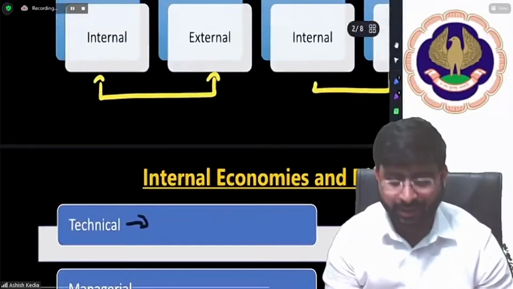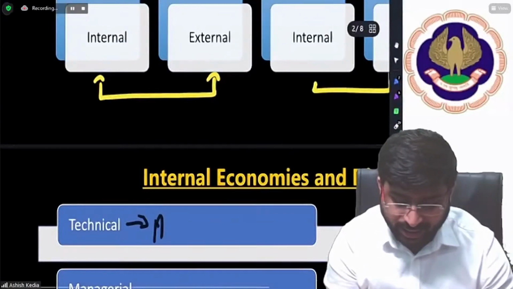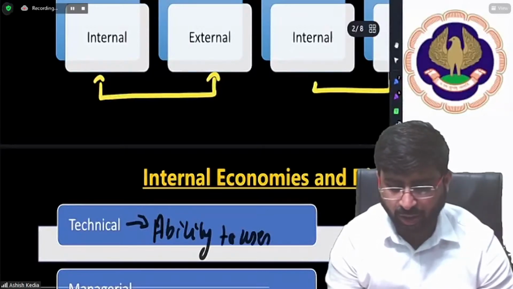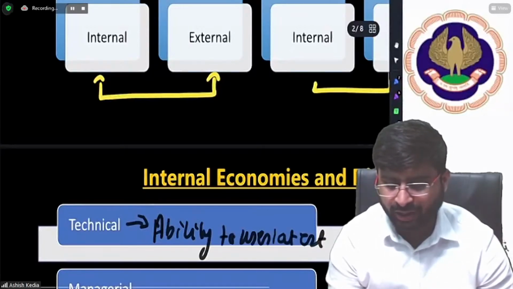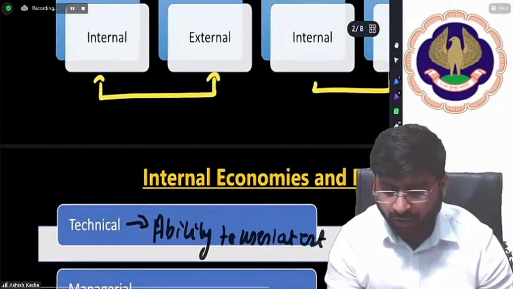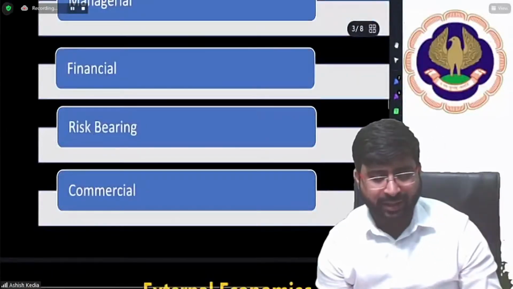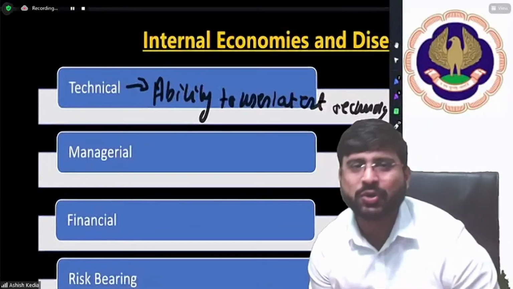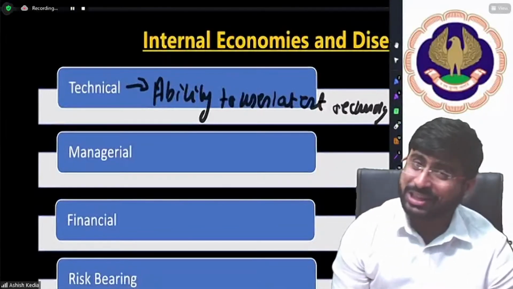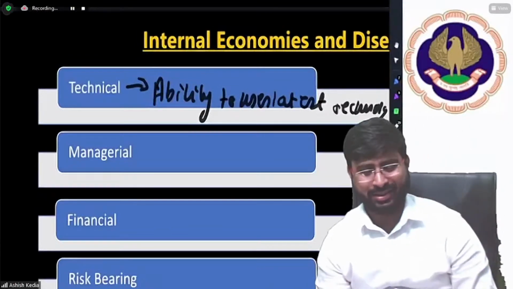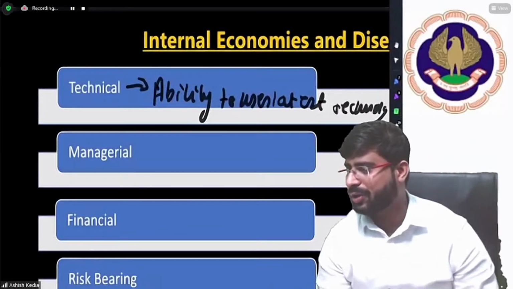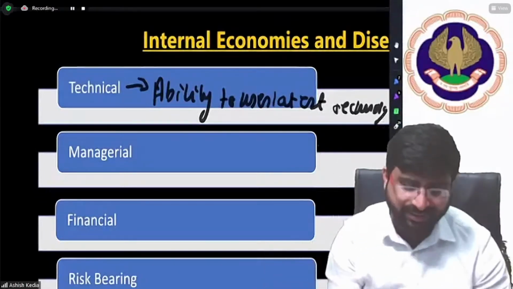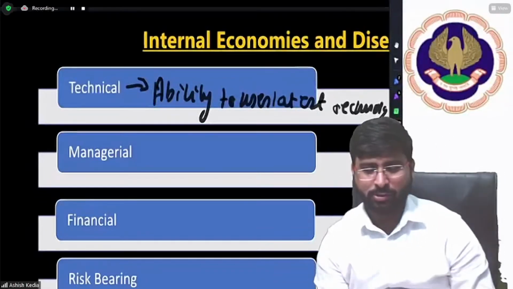Technical economy, advantage, ability to use latest technology, because you can afford to use it now, because your planning is to produce on a large scale. Nobody will invest a huge sum if they are producing on a small scale. And therefore, this is number one economy. Technical economy, as we call it. Yes, sir, we understood. Understood, sir.